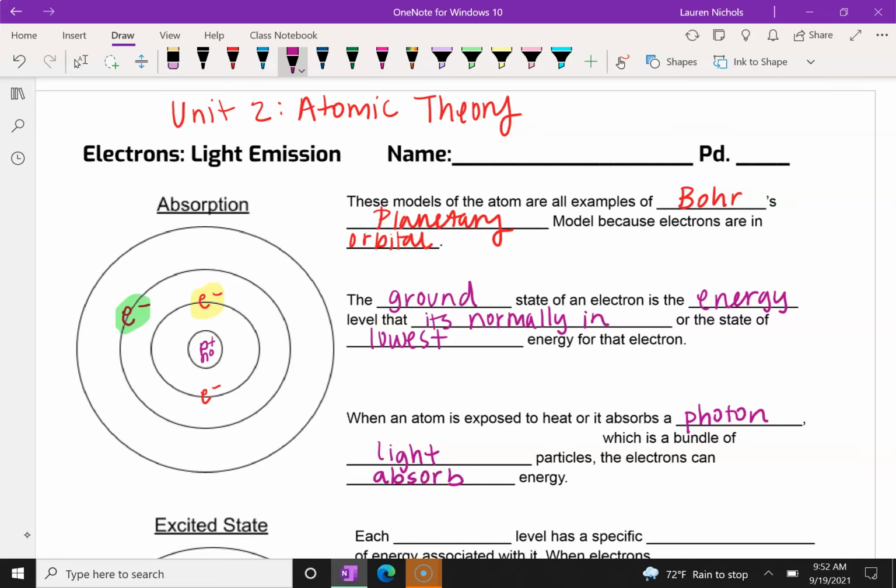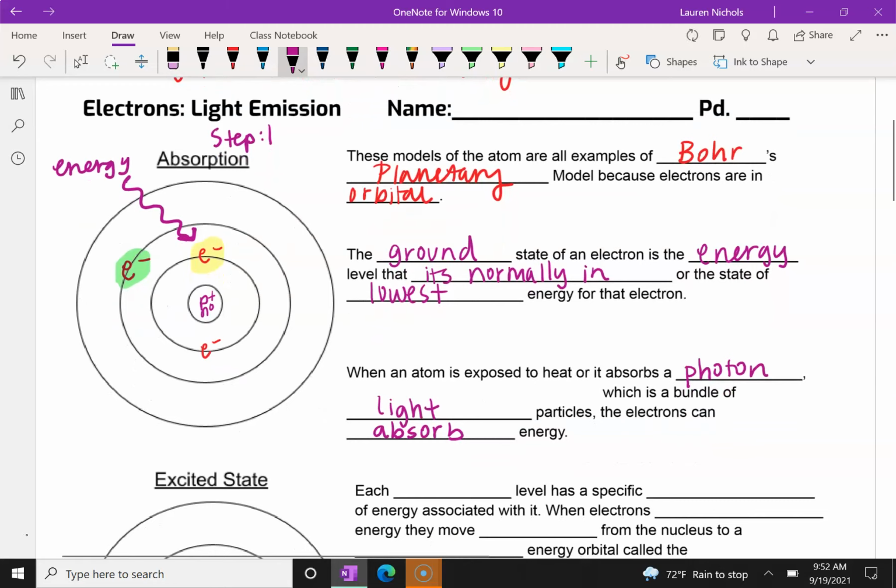the electrons can absorb all of that energy. So the way that looks, for example, is the energy comes into the atom and the electrons absorb the energy. So the energy is absorbed into the atom, okay? So this is step 1 of our process of light emission, is absorption. So the energy is absorbed by the electron.